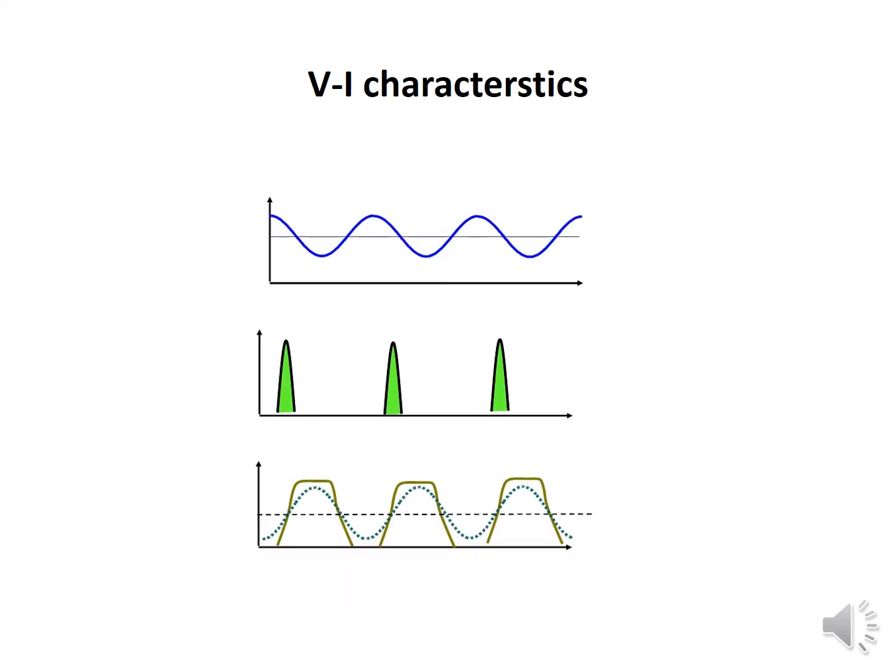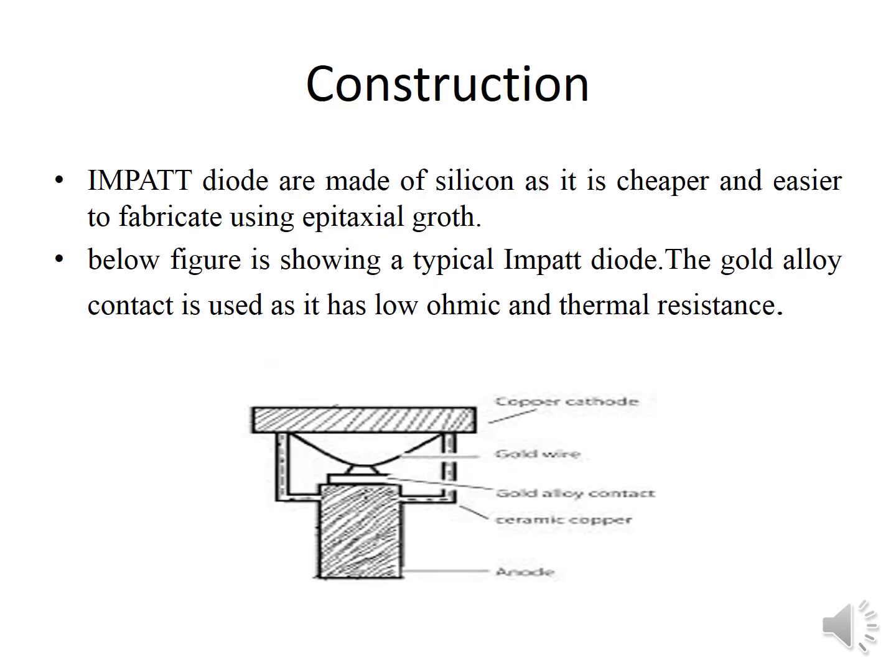So next one is the VI characteristics. As you can see along the voltage and current characteristics, when there is an increase in voltage, there will be an increase in the current, which you can see clearly from the diagram. So coming to the construction, Impatt diode is particularly made up of silicon. As silicon is cheaper and easier, it is used to fabricate along the epitaxial growth. You can see in the below figure a typical Impatt diode. The gold alloy contact is used as it has low ohmic as well as thermal resistance.